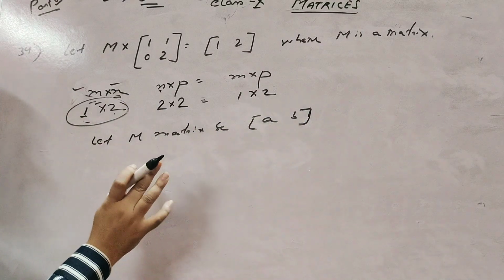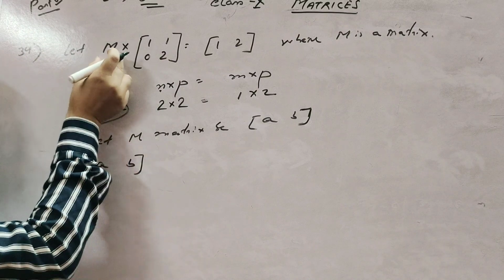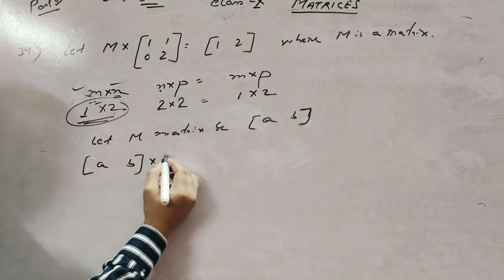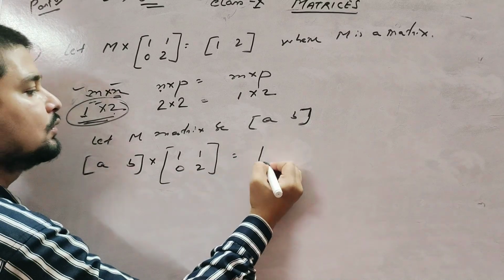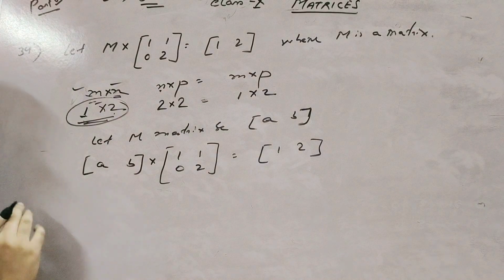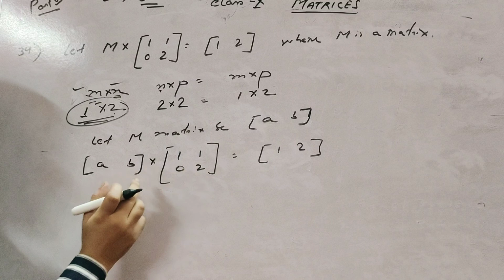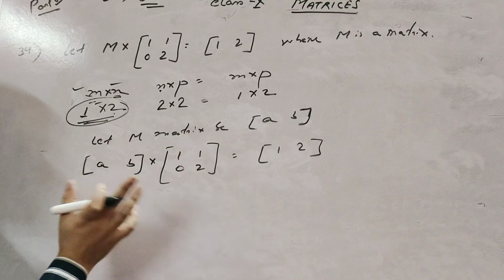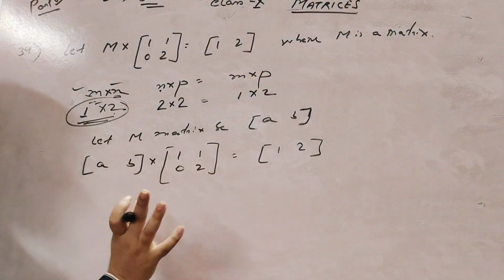Okay, clear? So in place of M we write down A B, because the matrix M contains 1 row and 2 columns. Times 1 1 0 2 equals 1 2. Find the value of matrix M, that means find the value of A and B. We know that row into column. First row into first column, first row into second column. No second row is there, so only first row, first column, first row, second column.